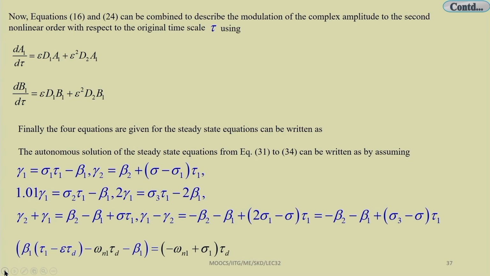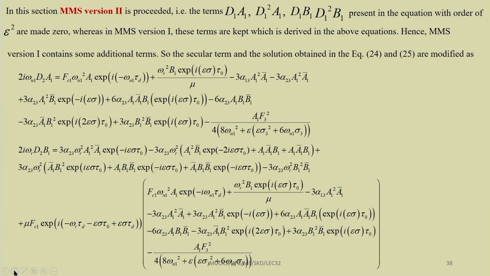So, we have to use this gamma 1 equal to sigma 1 T1 minus beta 1, gamma 2 equal to beta 2 plus sigma minus sigma 1 into tau 1. By properly writing these terms, we can make the equations autonomous. Here these time terms will be eliminated in the steady state. So, one can use this method of multiple scales version 1 or version 2.